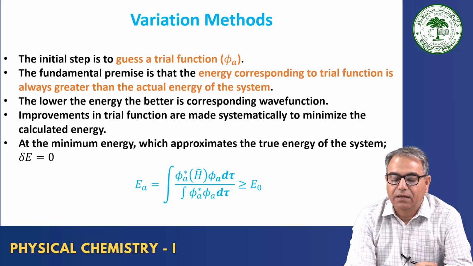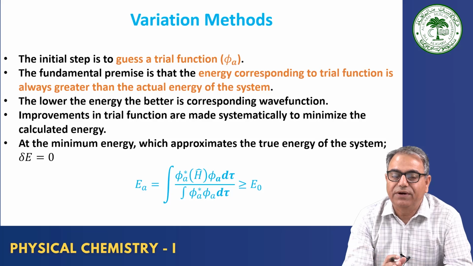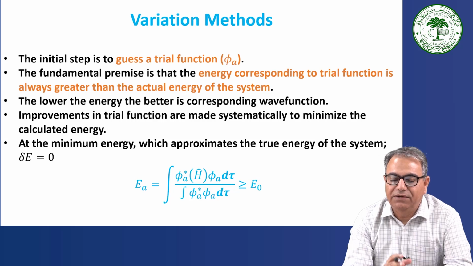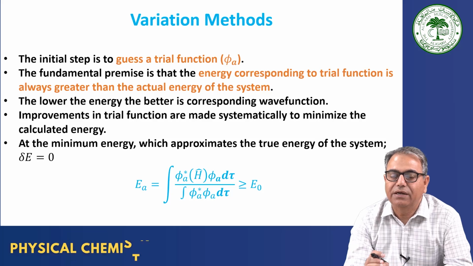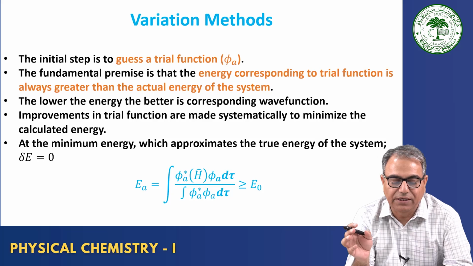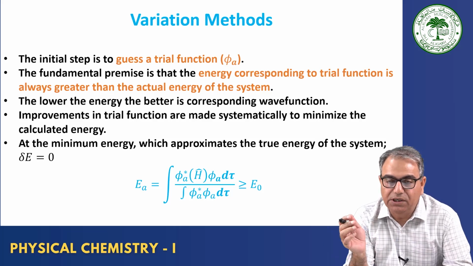Now, if you are guessing multiple wave functions, then out of them the one which gives the lowest energy is the best trial function. The lower the energy, the better the corresponding wave function. So if you guess wave functions psi 1, psi 2, psi 3, psi 4, and find the energies E1, E2, E3, E4, and you see that E3 gives the minimum energy, then psi 3 is the best trial function you have used. Okay, so that way you can understand.